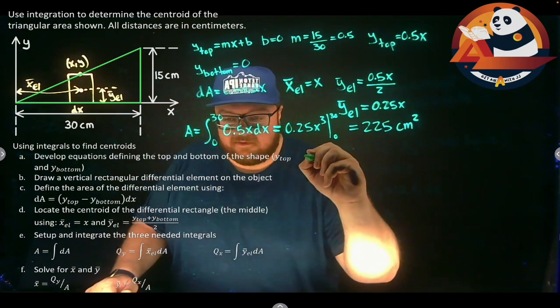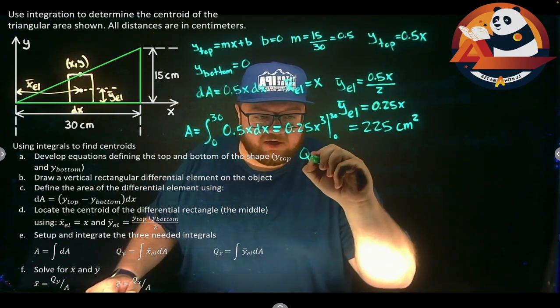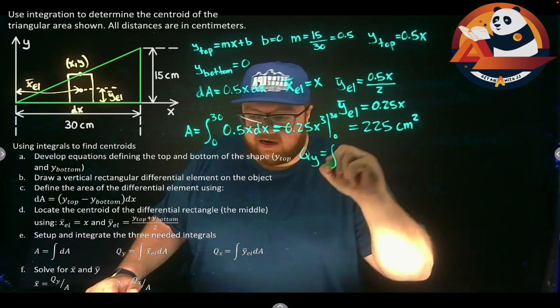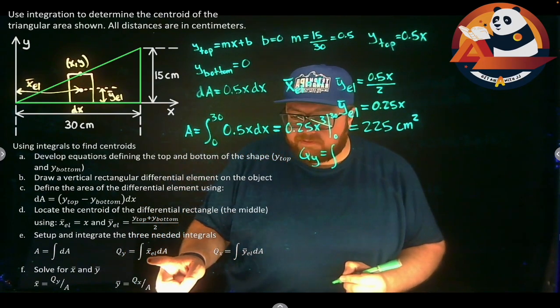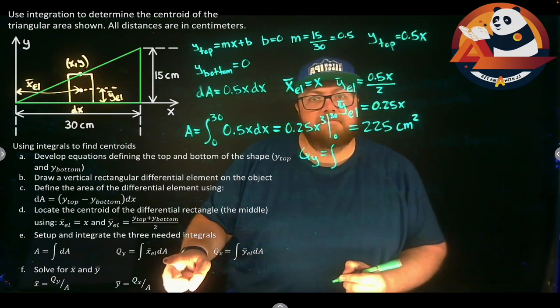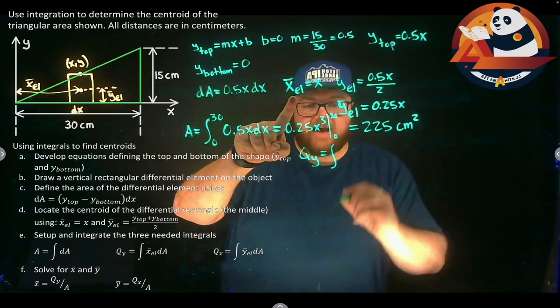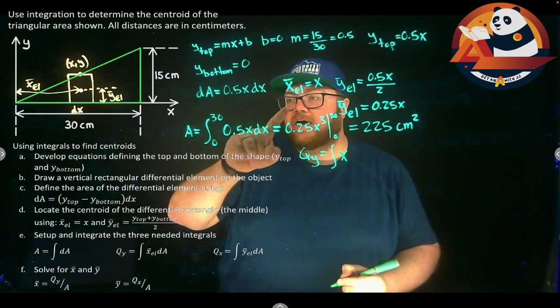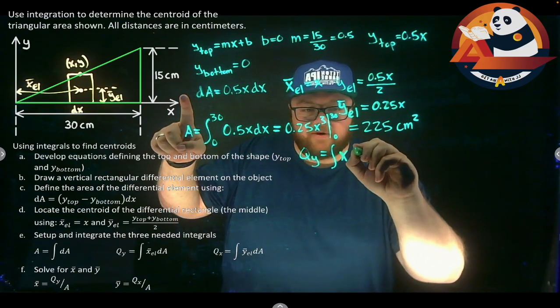QI, I know that QI is my integral of x bar EL dA. My x bar EL is just x, times dA, times 0.5x.